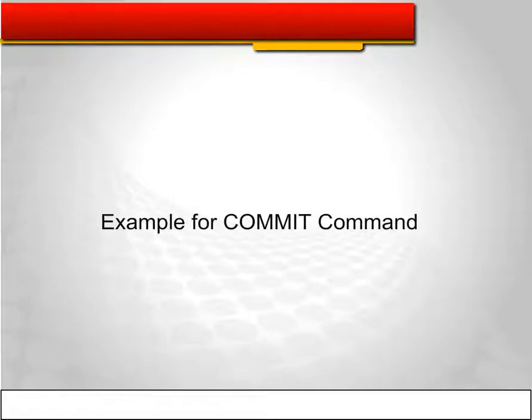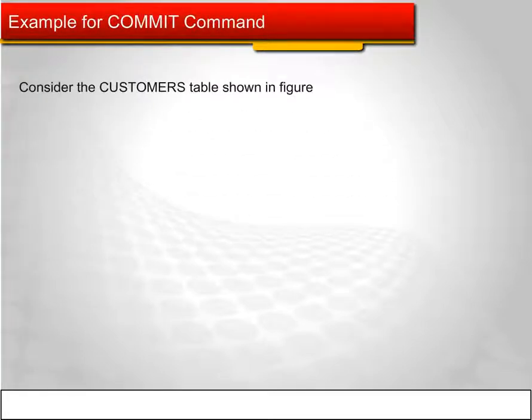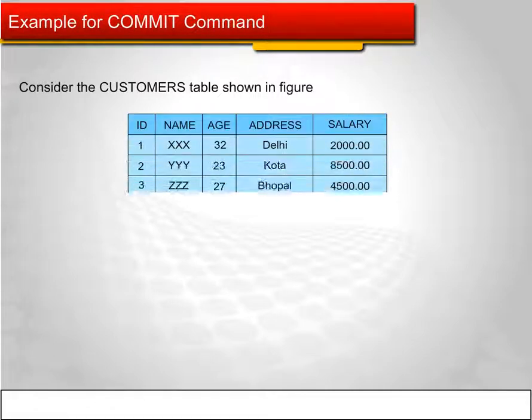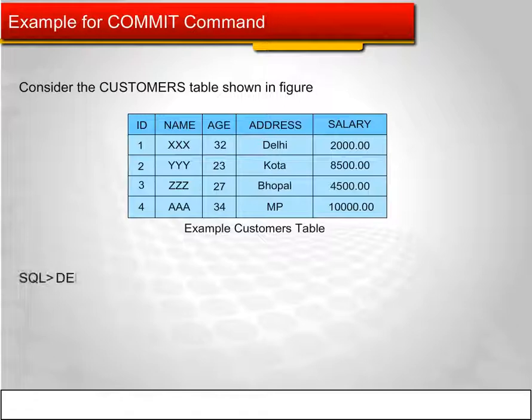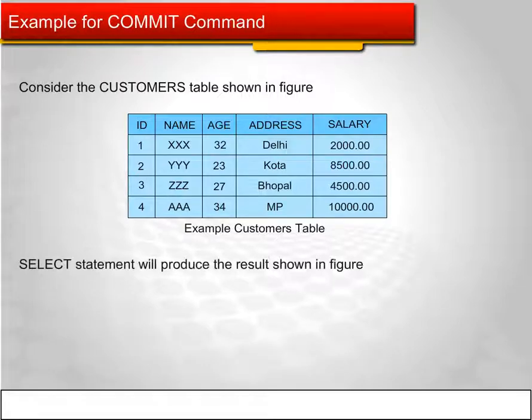Example for the COMMIT command. Consider the customers table shown in the figure. DELETE FROM customers WHERE age = 23; COMMIT. One row from the customers table with age equal to 23 will be deleted. The SELECT statement will produce the result as shown in the figure.